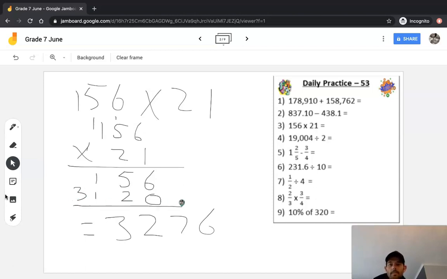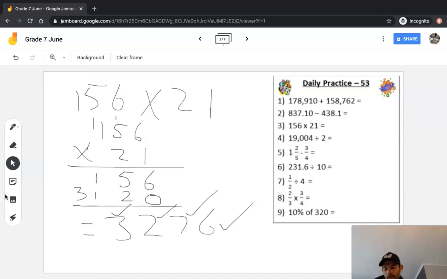So now we can have 6 plus 0, 6. 5 and 2, 7. 1 and 1 is 2. And 0 and 3 is 3. So happy days, we must be correct. Okay, I can move on.